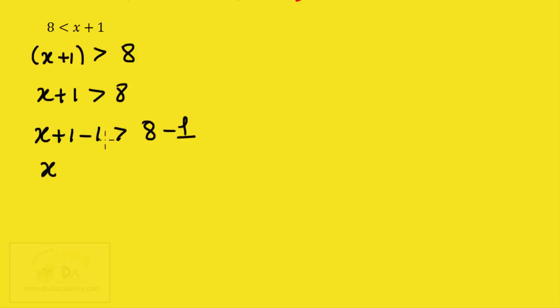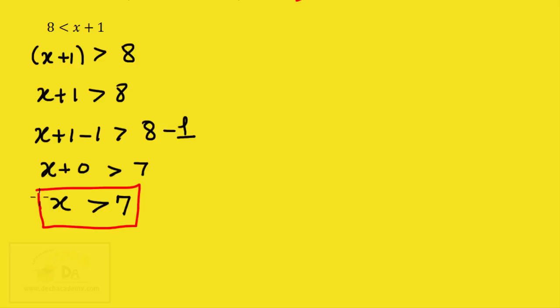This gives x plus 1 minus 1. 1 minus 1 is 0, so that's x plus 1 minus 1, which is x plus 0, greater than x. 8 minus 1 is 7. So we have x is greater than 7 as the solution. And three possible values of x are any three values of x that are greater than 7. So x could be 8, 10, and 20.